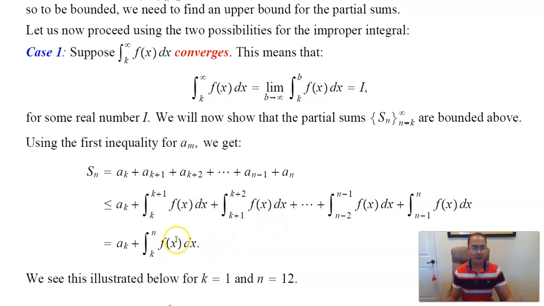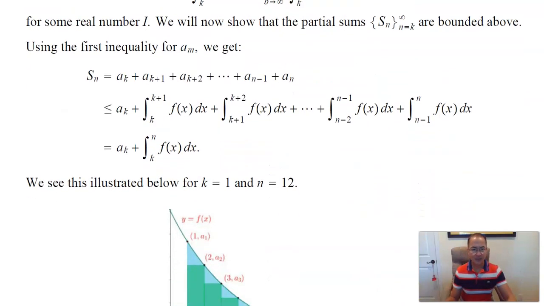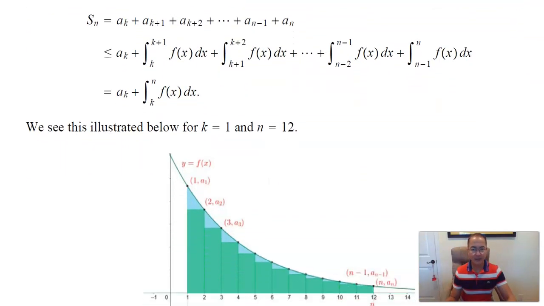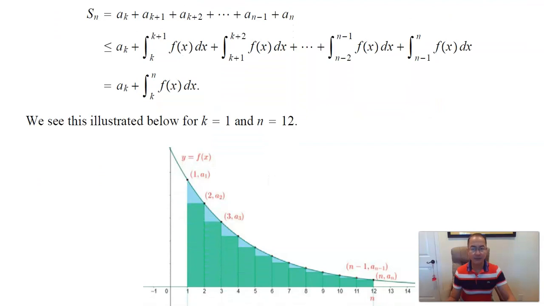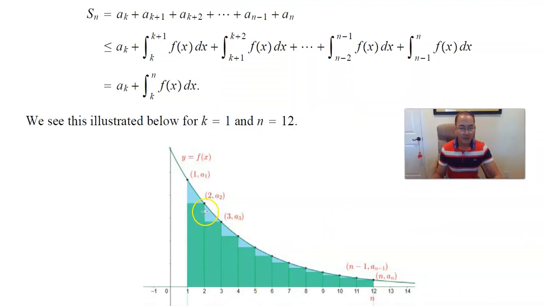But what did we say? This goes from k to k plus 1, and then k plus 1 to k plus 2, keep going, n minus 2 to n minus 1, n minus 1 to n. So it's the same as the definite integral from k to n of our function. If that might be confusing you a little bit, here's a diagram that will explain it. If k starts at 1, and we go up to 12, n equals 12.